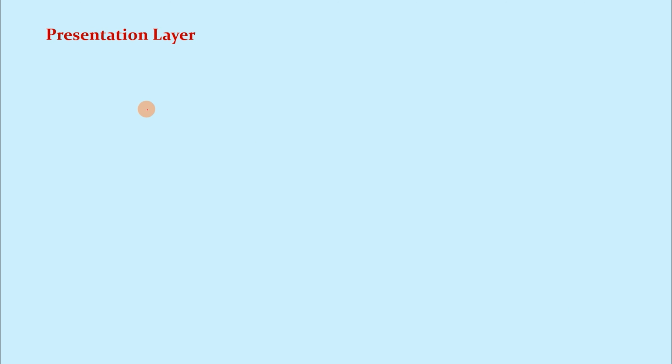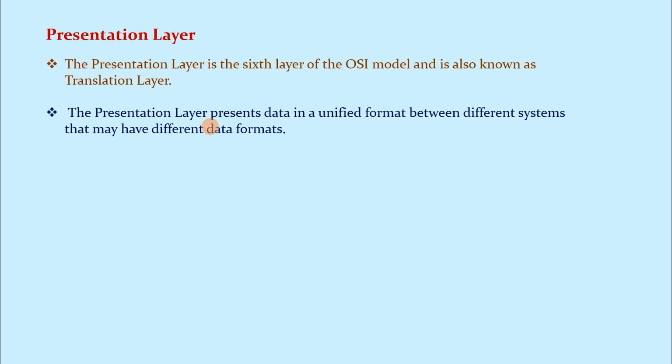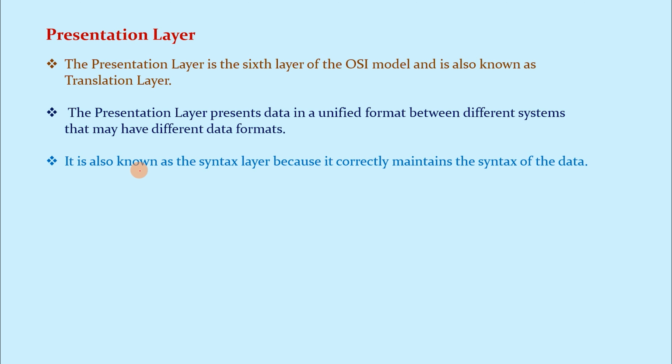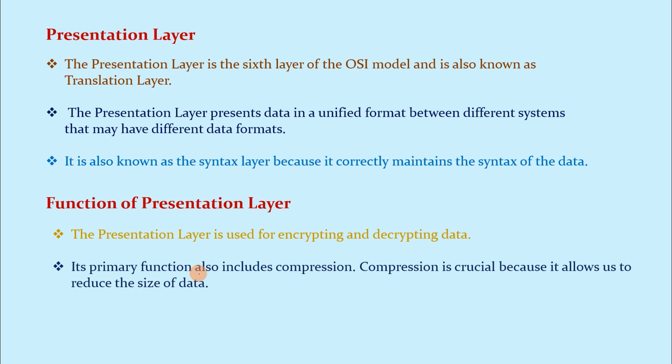Now, presentation layer. The presentation layer is the sixth layer of OSI model and is also known as translation layer. The presentation layer presents data in a unified format between different systems that may have different data formats. It is also known as the syntax layer because it correctly maintains the syntax of the data. Now, function of presentation layer. The presentation layer is used for encrypting and decrypting data. Its primary function also includes compression. Compression is crucial because it allows us to reduce the size of data. It also performs the task of translation.